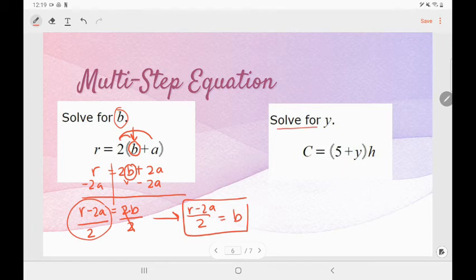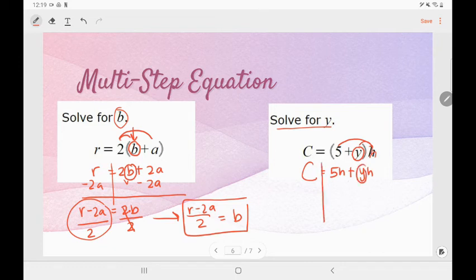Now this next one says solve for y. It might look a little trickier because h is on the other side, but remember h can still be distributed from either side. I'm going to distribute or multiply h into both of those parentheses. 5h plus yh equals c. If I'm solving for y, I don't need to worry about the c.